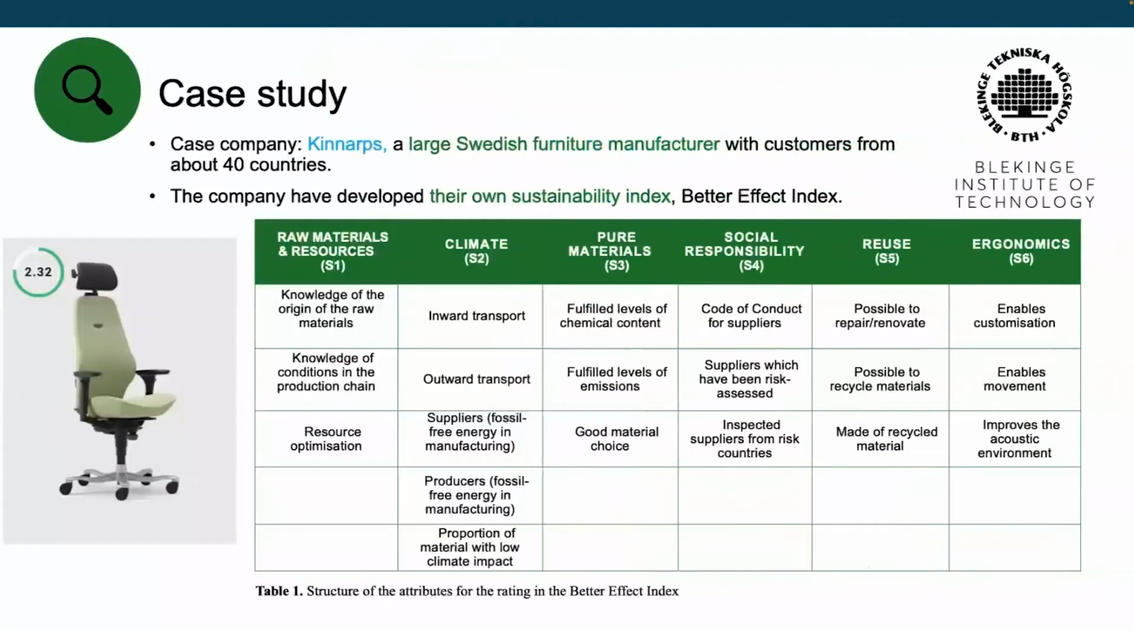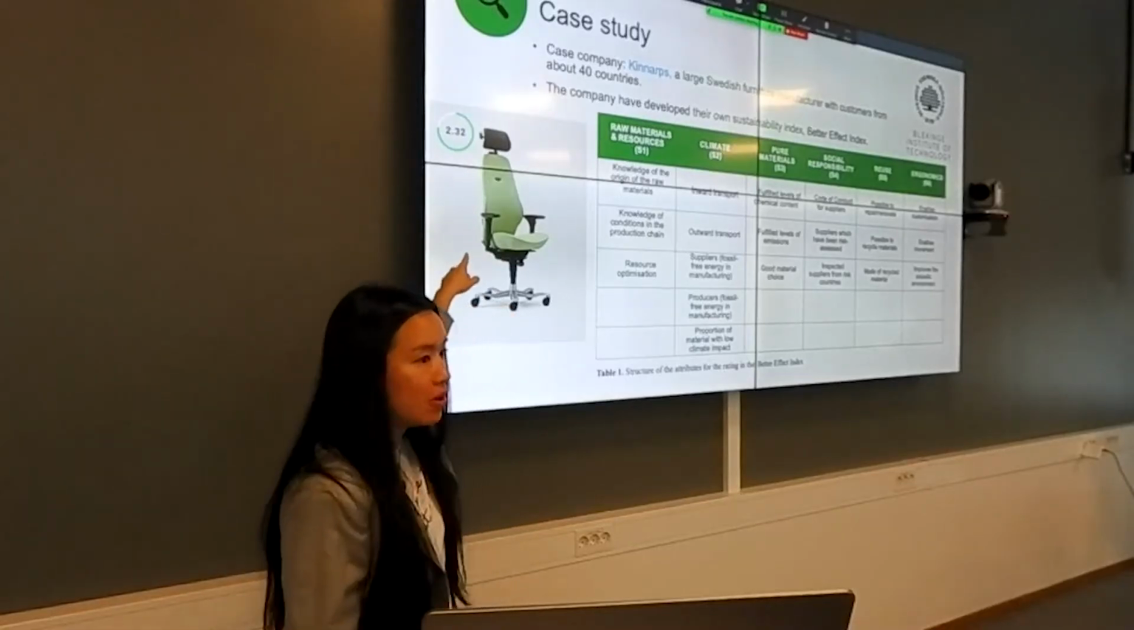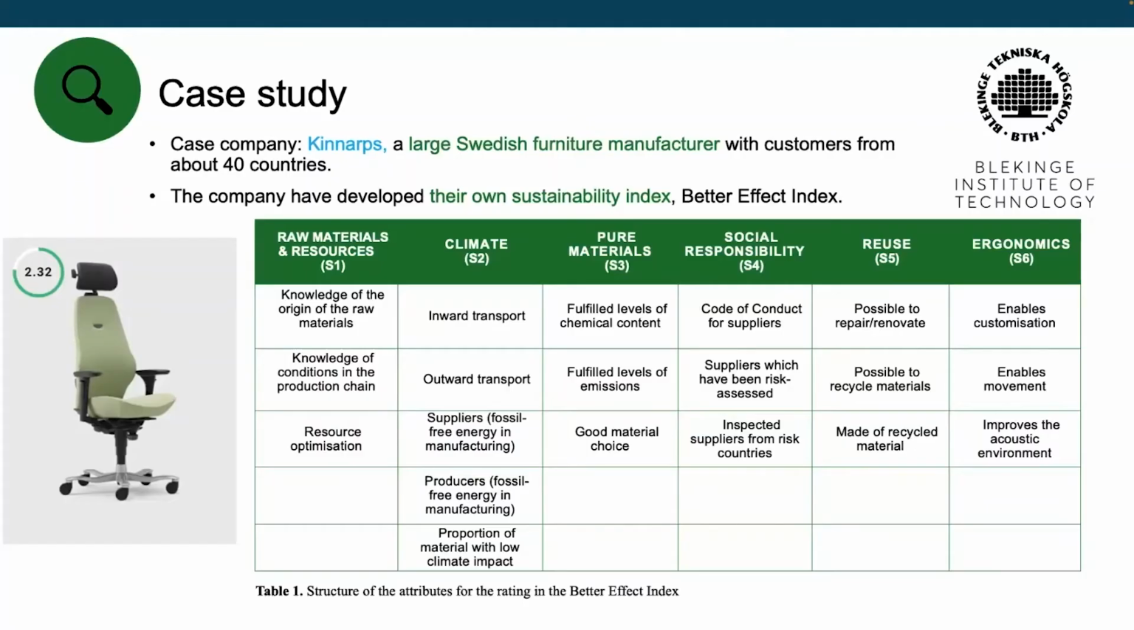With the case study, the company is Synapse, which is a large Swedish furniture manufacturer that has customers from more than 40 countries. They have developed their own sustainability index too, which is called the Beta Effect Index. Basically, they try to give their products a score, which is the index score, about how sustainable that product is. And that index covers both environmental aspects and social aspects. There are 20 attributes as listed here under 6 categories.